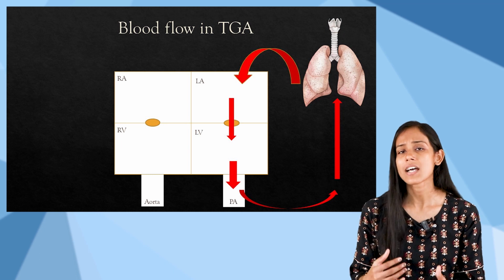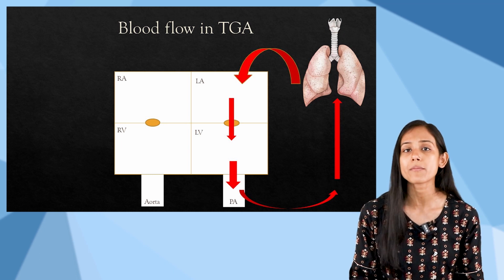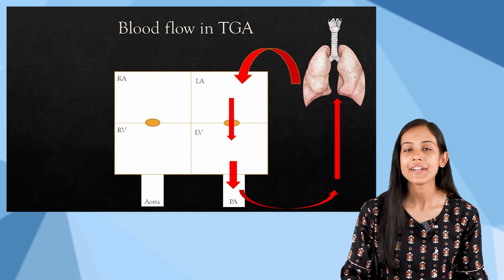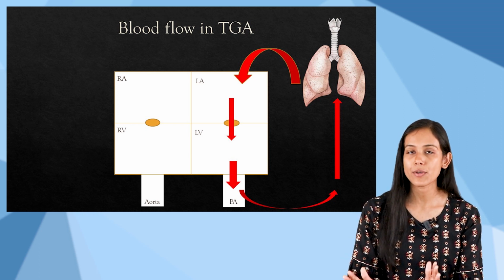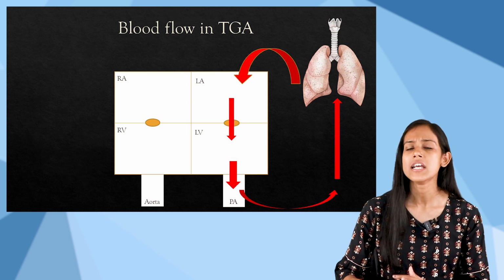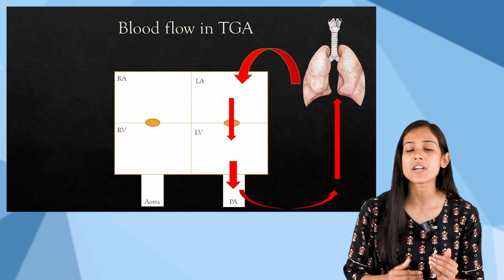So that's how it works. That's how the normal heart works, right? And what we can see here is that the right side of the heart and the left side of the heart are not working parallelly, because they are working in a series.